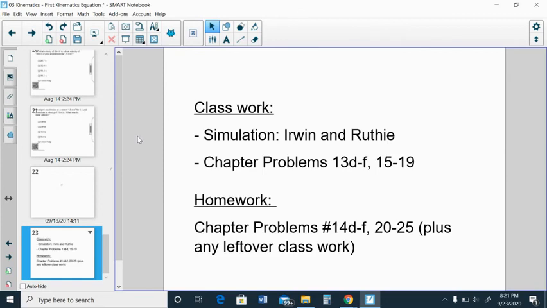Your next step is to complete the classwork. There is a simulation that has been assigned on Google Classroom, Erwin and Ruthie. There are also chapter problems, number 13, D through F, and numbers 15 through 19 that go along with this lesson. For homework, your chapter problems that relate to this lesson are number 14, D through F, and 20 to 25, plus any leftover classwork.